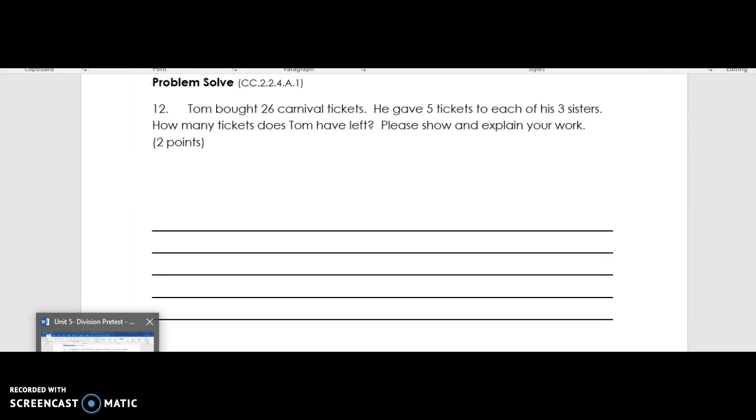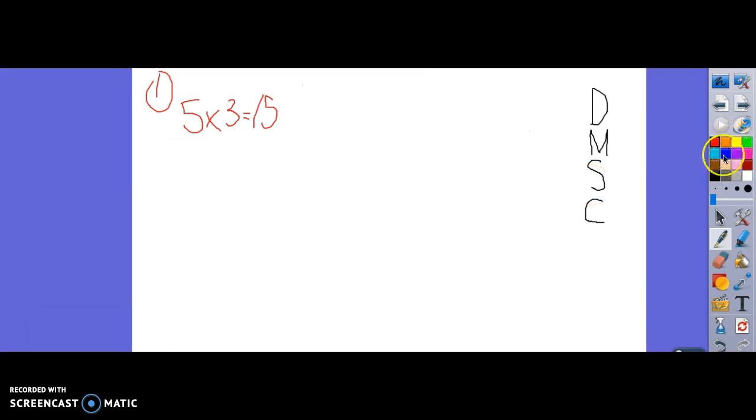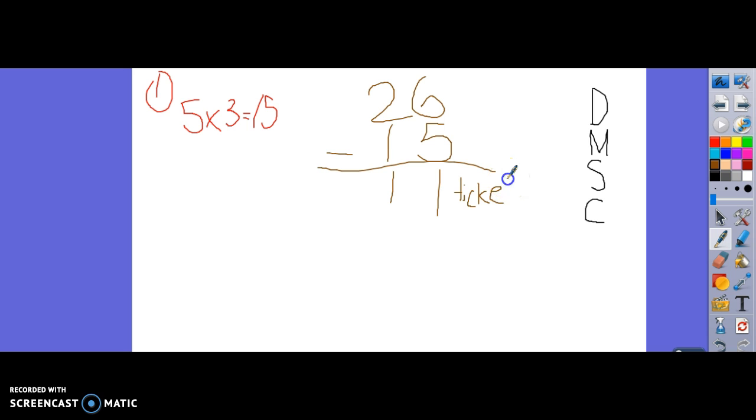Next, we know that he originally had 26 carnival tickets, but we want to see how many he has left. Because he gave away how many? 15. So you're going to do 26, the original amount of tickets, minus 15, how many he gave away. 6 minus 5 is 1. 2 minus 1 is 1. He has 11 tickets.